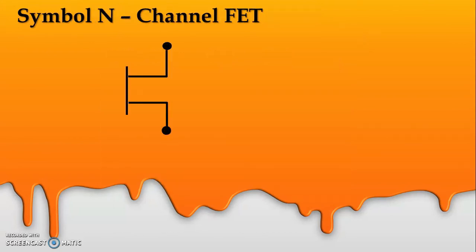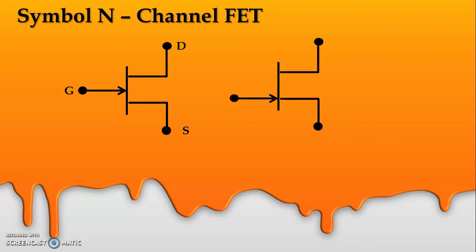Let us see the symbol for N-channel field effect transistor. We have three terminals: drain, source and gate. That is like collector, emitter and base in BJT. We can see the arrow on the gate, that is inside, and that is for the N channel. For P channel, the arrow on the gate will be towards outside. We have another symbol equally used for an N channel field effect transistor.